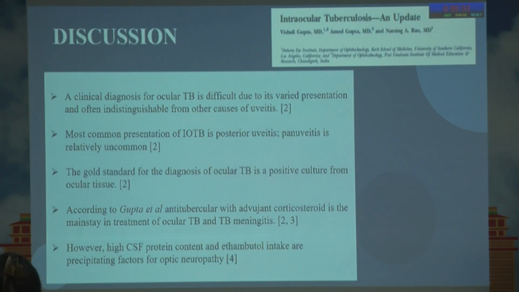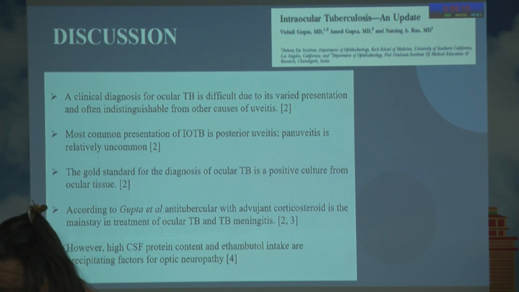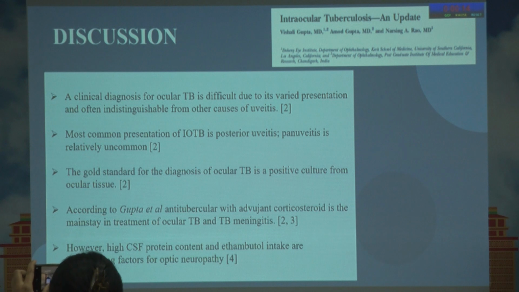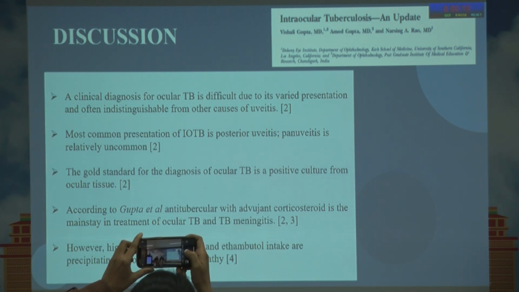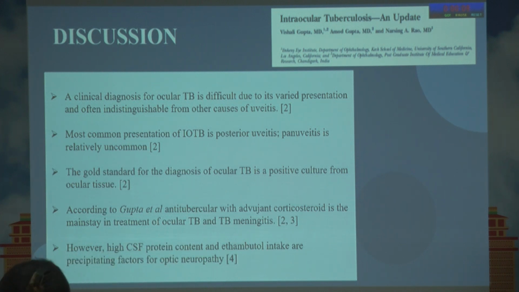So coming to discussion, a clinical diagnosis of ocular TB is difficult due to its varied presentation and is often indistinguishable from other causes of uveitis. Most common presentation of intraocular TB is posterior uveitis. Pan-uveitis is relatively uncommon. The gold standard is positive culture from ocular tissue. According to Gupta et al., antitubercular therapy and adjuvant corticosteroid is the mainstay for both ocular TB and TB meningitis. However, high CSF protein content and ethambutol intake are precipitating factors.